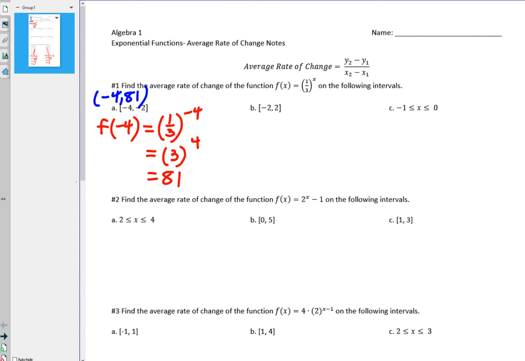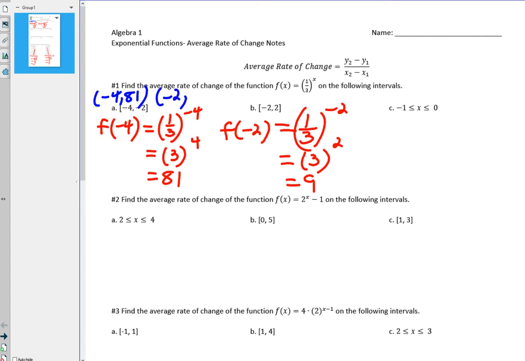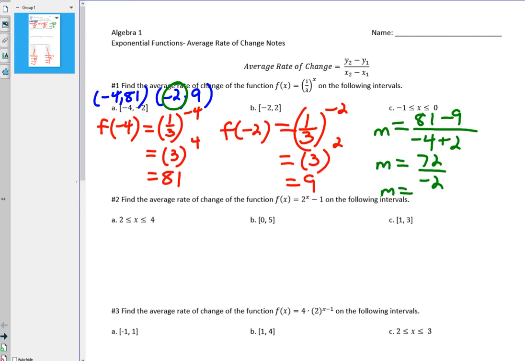Let's do the same thing, but for the function at negative 2. 1 over 3 to the negative 2. What does the negative allow me to do? Flip the 1 over 3 to be a regular 3, but then what power do I take it to? Just a positive 2, and that's 9. So I put in a negative 2, and I got out a 9. Put that into the slope formula. m is equal to 81 minus 9. The y is on top, and the x is on the bottom. Just remember, since the second number is negative, I'm changing it to plus. We learned that before. 81 minus 9 is 72 over negative 2. So my average rate of change there is negative 36.